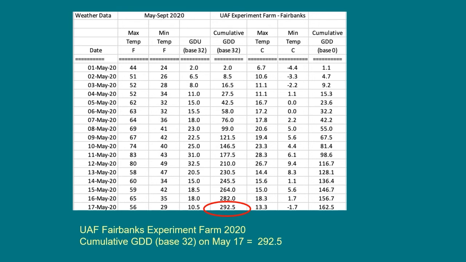This is an example of a portion of a datasheet for the Fairbanks Experiment Station using the calculations for growing degree days for the 2020 season. By May 17th, the cumulative growing degree days at the Fairbanks Experiment Station is 292.5 using a base of 32 degrees Fahrenheit.